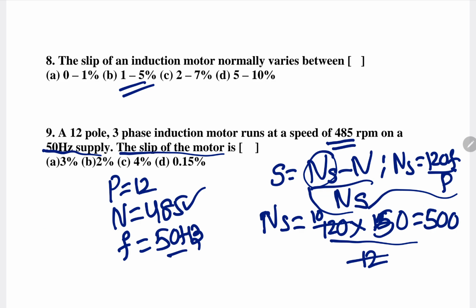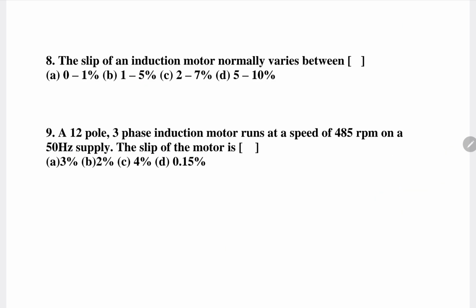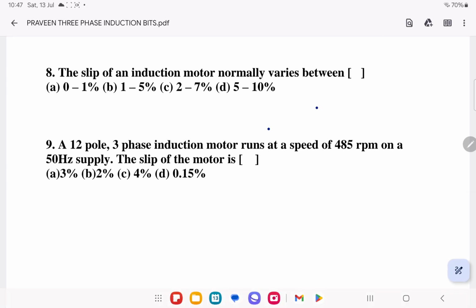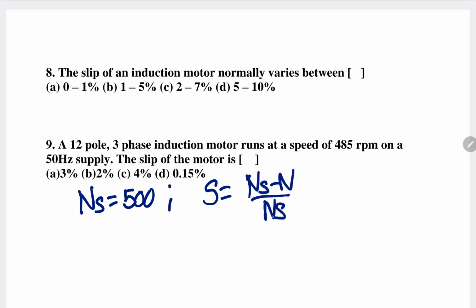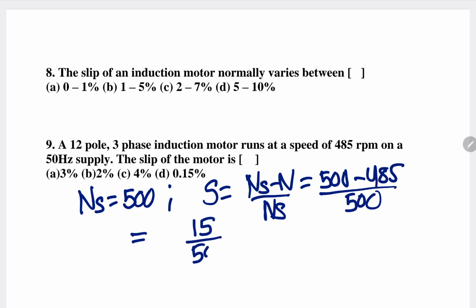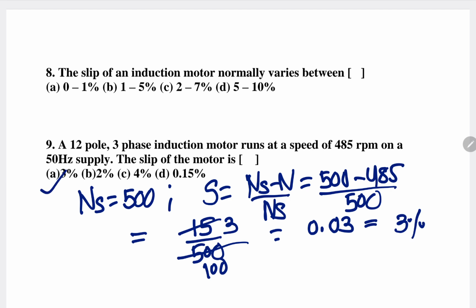Then slip s is equal to ns minus n divided by ns. Ns value I got 500. Then slip s is equal to ns minus n by ns, 500 minus 485 by 500. So that is equal to 15 by 500. So that is equal to 0.03, or we can call as 3%. Answer is A.